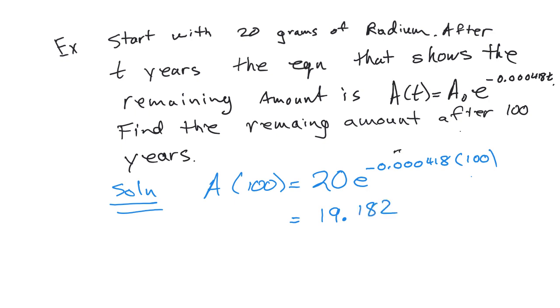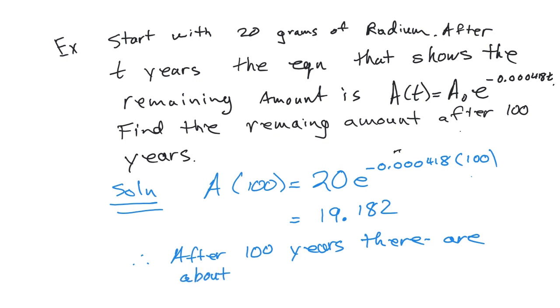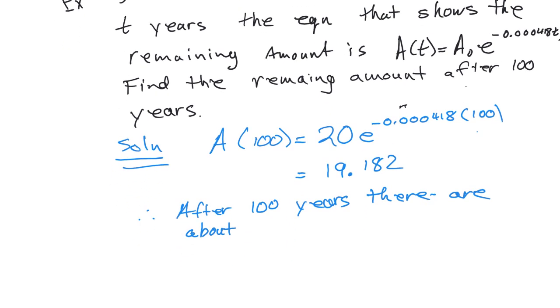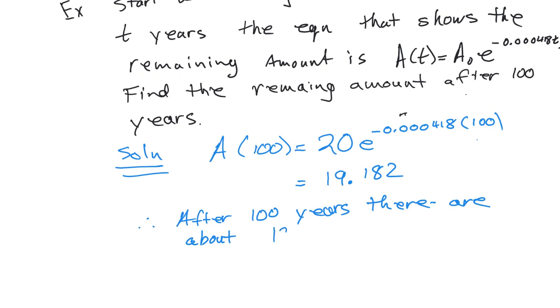Okay, punch that in your calculator, and you end up with 19.182. So you can say, therefore, after 100 years, there are about, let's say, 19.182 grams remaining. And we're done.